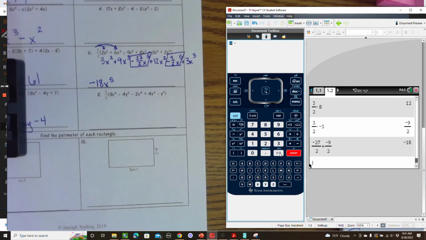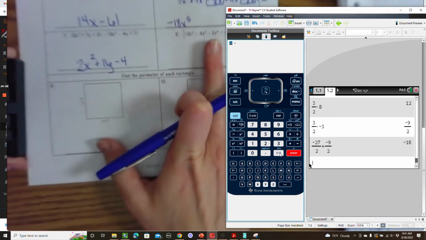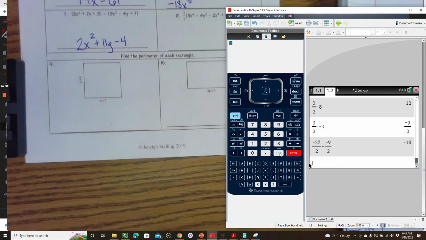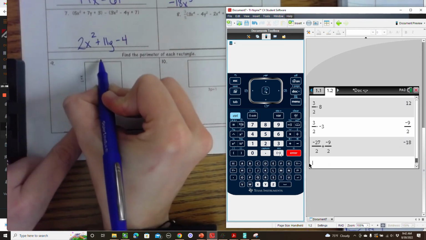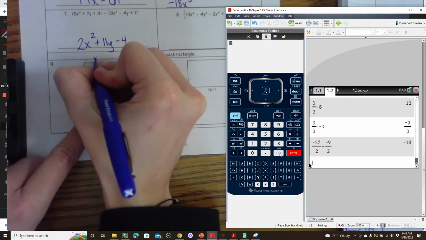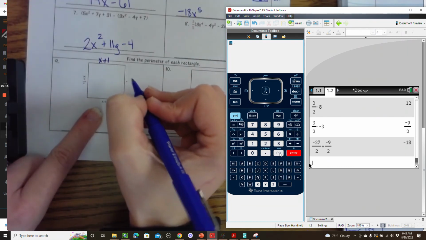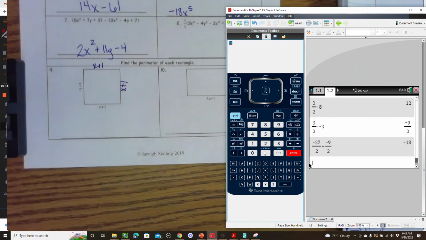One last problem to do. Down here at the bottom, it says find the perimeter of each rectangle. How do you find the perimeter of a rectangle? Add what? The sides. All right. So if this side is x plus 1, what's this side? X plus 1. If this side's x plus 1, what is this side? X plus 1.